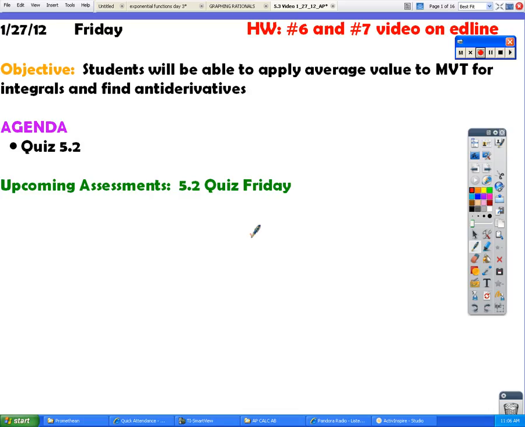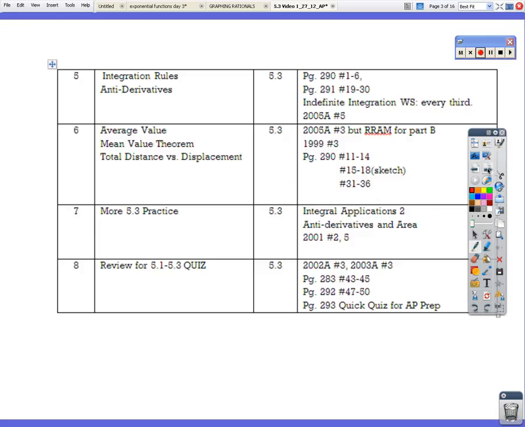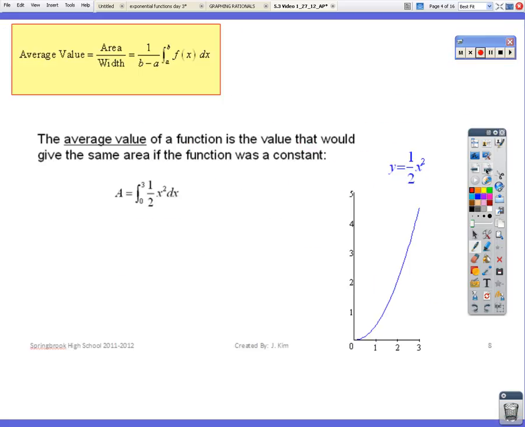So in this video, I'm going to review average value, then go to mean value theorem for integrals, and then go through some easy examples of using anti-derivatives or using derivative rules to find anti-derivatives. So I would get your 5.3 notes packet out because I'm actually going to complete those notes for you in this video. So remember, your homework is on the front of the packet.